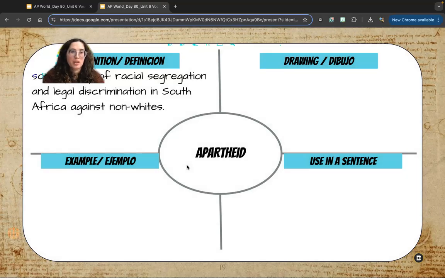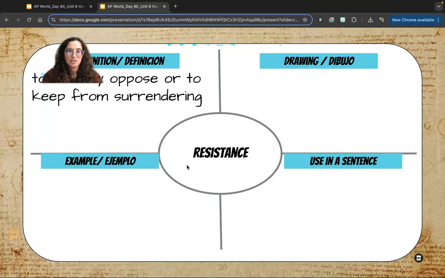And then there's the word apartheid. This is the social policy of racial segregation and legal discrimination in South Africa against non-whites. This happened mostly in Africa. It's like segregation, like Jim Crow, but in South Africa. And then there's the word resistance, and this is the act of actively opposing or keeping from surrendering.